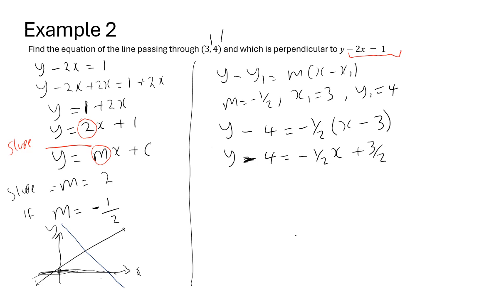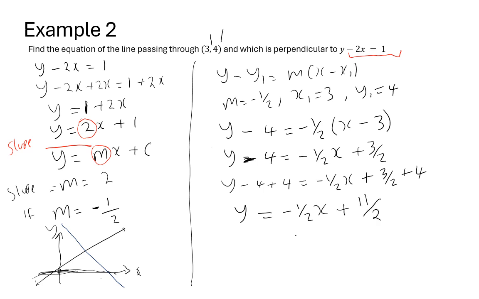Then we'll have this. Since we want to find y, and here we have negative 4, we just add 4 to both sides. So this will be minus 1 over 2 x plus 3 over 2 plus 4. And here, minus 4 plus 4 is just 0. So we'll have minus 1 over 2 x. And if we add this, 3 over 2 plus 4, which is 8 over 2, gives 11. So we'll have 11 over 2.